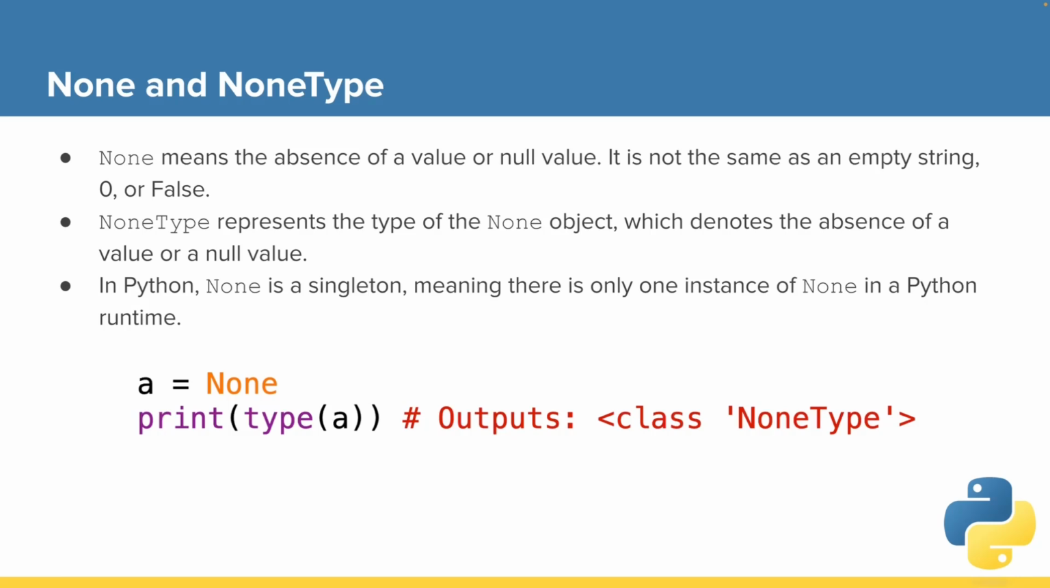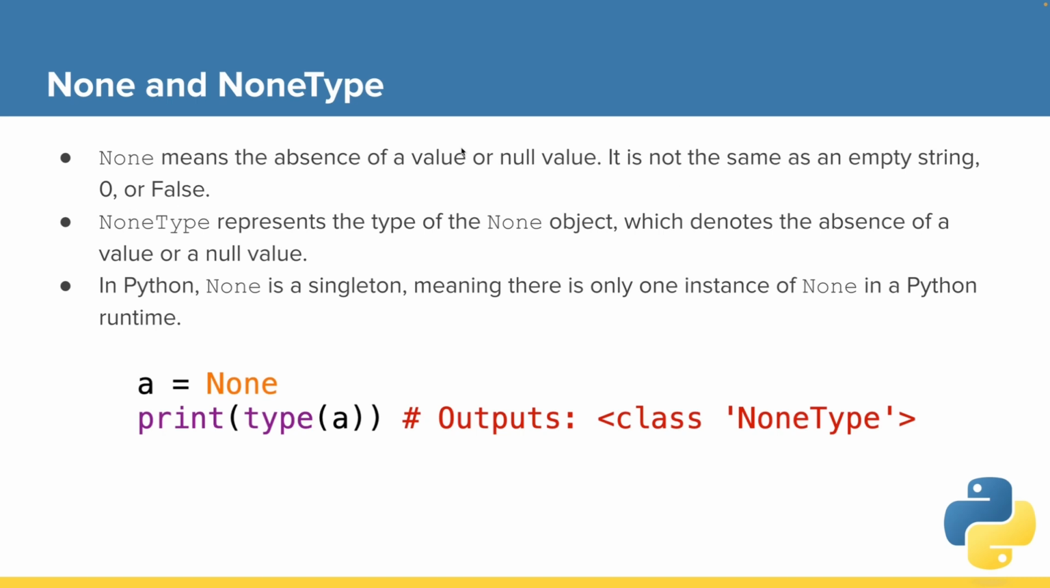Okay, there's one data type that's a little bit interesting, but is a concept in programming we need to be aware of and familiar with, and that is the none type. None and none type in Python. Often this value is called null. It's the absence of a value. So it's not the same as an empty string or zero or false.